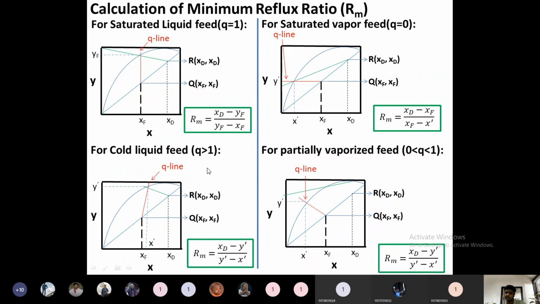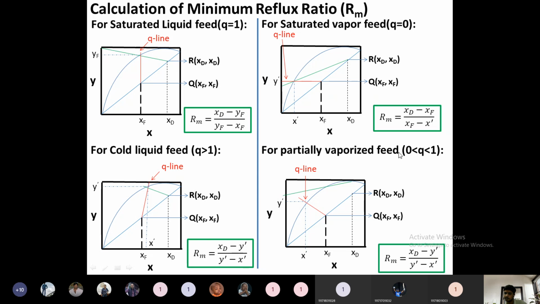And similarly, in the next case, q greater than 0. For q greater than 0, we will obtain the same one. q greater than 0 means the q line equation will be like this. Then the first, top section operating line will coincide here. Then we project this value to the bottom, which is called x dash, and to this horizontal way, which is called y dash. Then after equating the slope of this operating line, the green line, we will get this Rm equation.